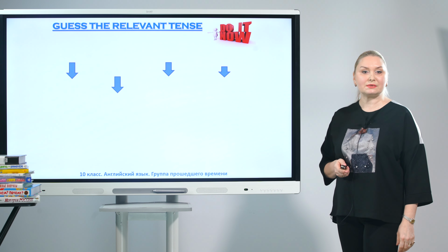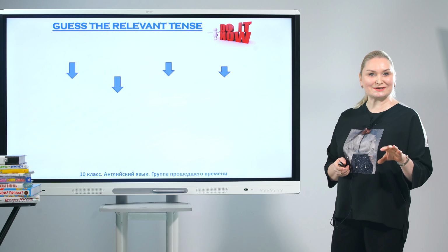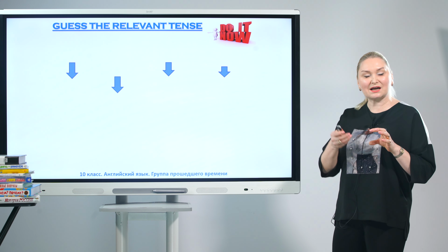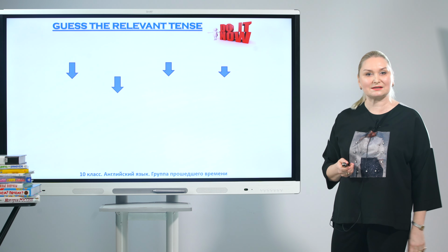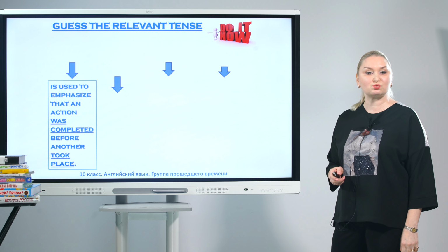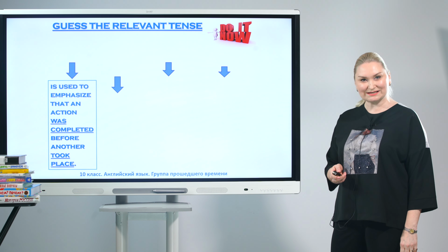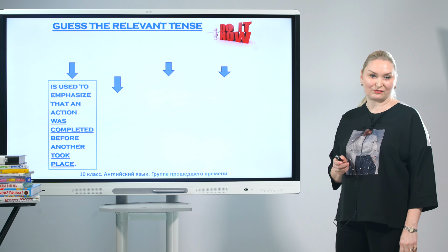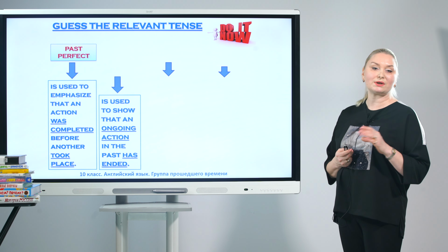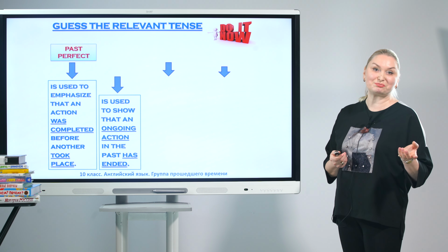Let's continue. Now we have to guess the relevant tenses. There are some notions or descriptions given, and your task is to guess which tense they concern. So, what tense is used to emphasize that an action was completed before another took place? Which tense is it? Can you guess? Right, that's past perfect. The next, which tense is used to show that an ongoing action in the past has ended? That's past perfect continuous or progressive.